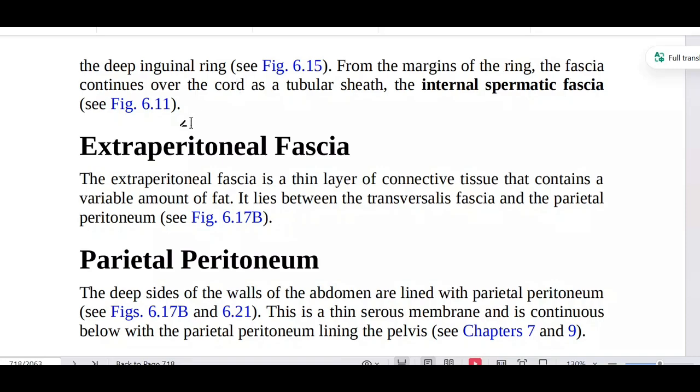Okay, so that was all about the layers of the anterolateral abdominal wall. We have completed all the 7 layers of the anterolateral abdominal wall. Next we are going to continue with the nerve supply of the anterolateral abdominal wall in the next lecture.